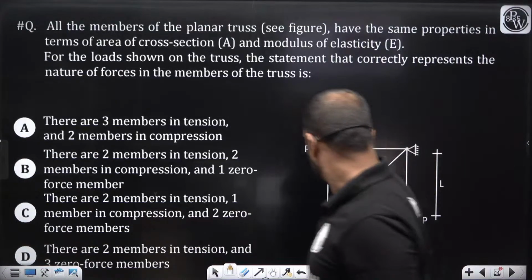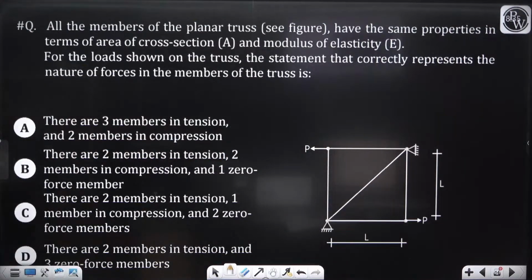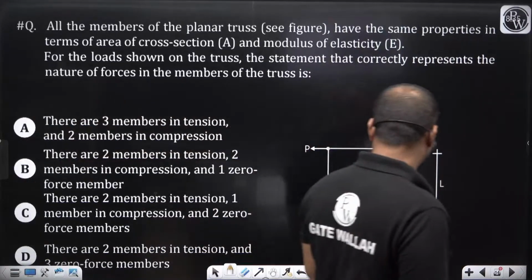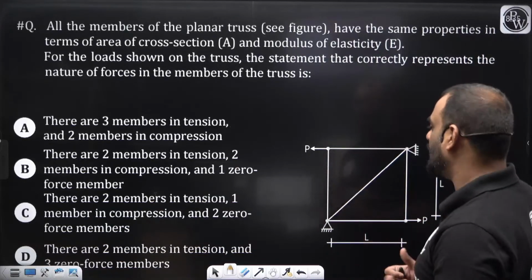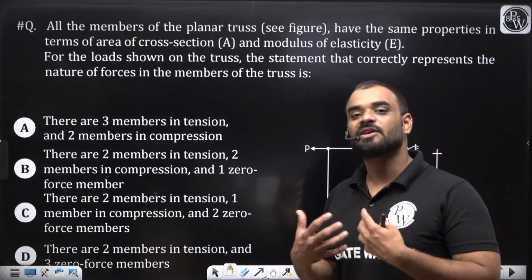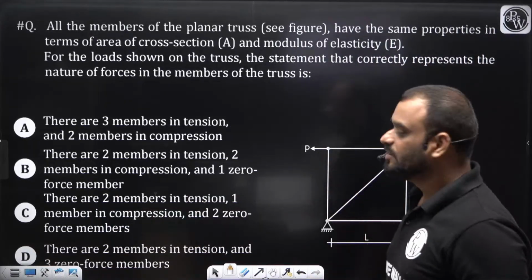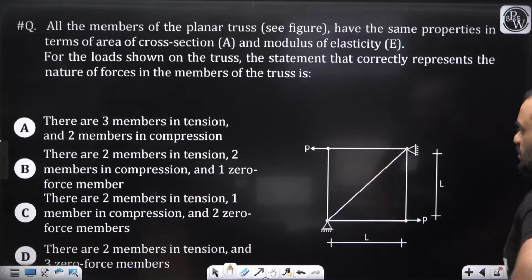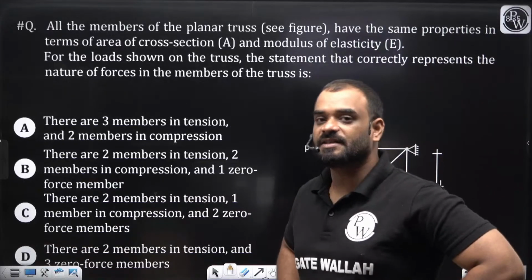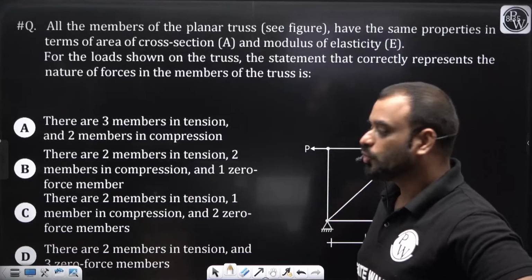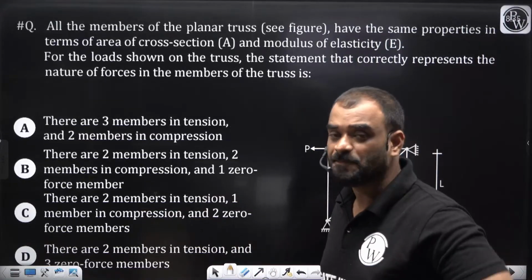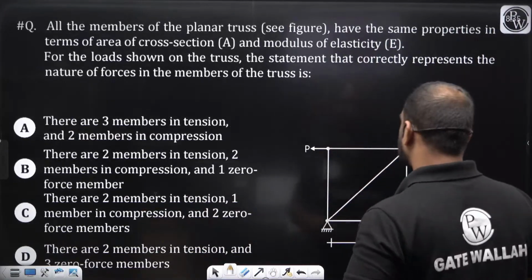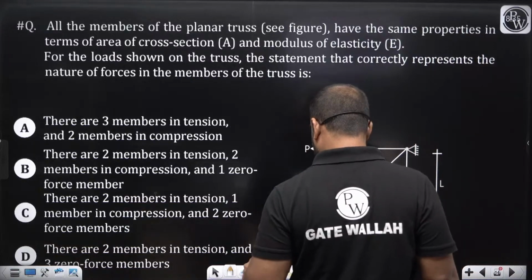Crystal clear? Now this question is very nice, guys, which is related to the concept of zero force member, as well as the concept of behavior of a member, whether it is tension or compressive behavior, right? Okay, so let us discuss it and understand how to solve this particular question. I think this question was already asked in your GATE examination, right? Okay, let's understand how to solve it. We'll discuss it in detail.